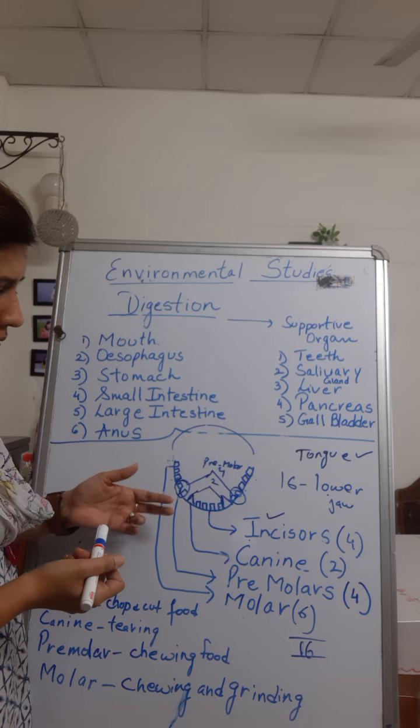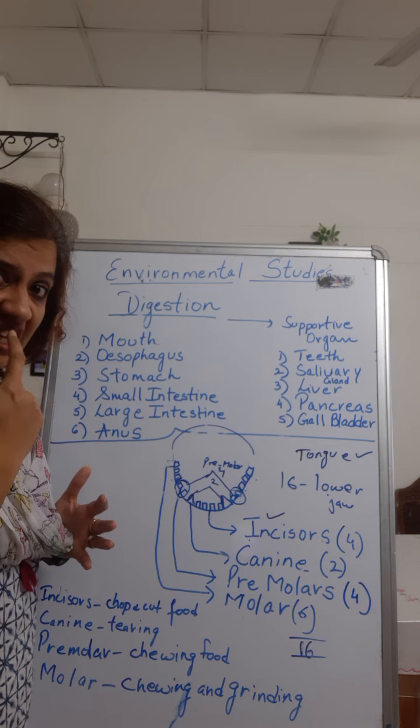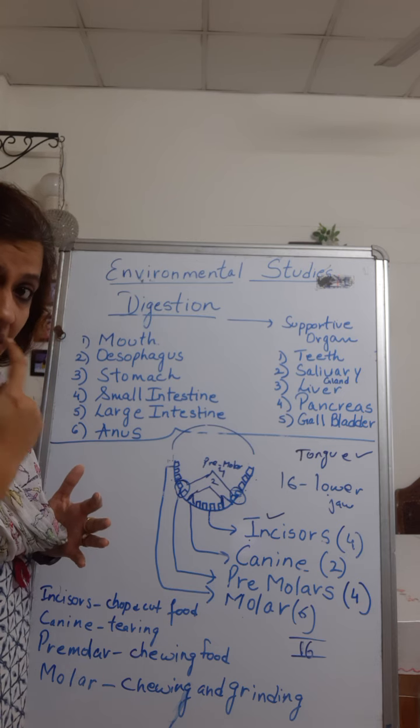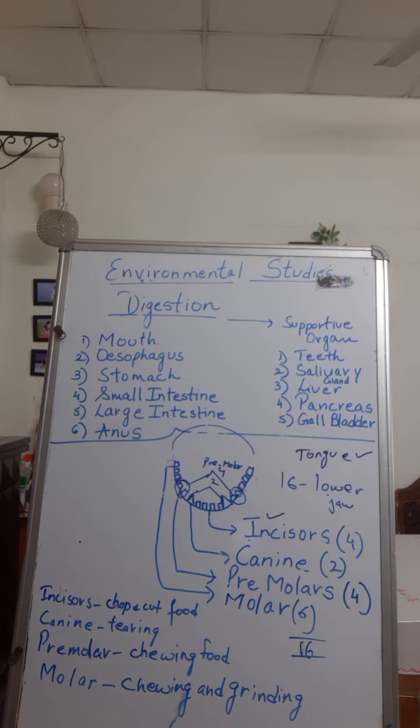One thing more about the teeth. The outer part of the teeth that you can see, what is it called? You know that. You have read this in class 4th. I've seen it in the book also. What is the outer part of your teeth called? It is called a crown.